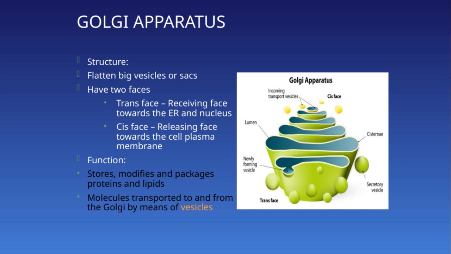Now, what does the Golgi do? Its main role is to store, modify, and package proteins and lipids. It's like a cellular post office, making sure these molecules are properly processed and sent to their next destinations. The transport between the Golgi and other parts of the cell happens via vesicles, tiny membrane-bound sacs that ferry molecules back and forth. So, in essence, the Golgi apparatus is crucial for maintaining the cell's internal logistics, ensuring that proteins and lipids reach their correct locations in a well-organized manner.